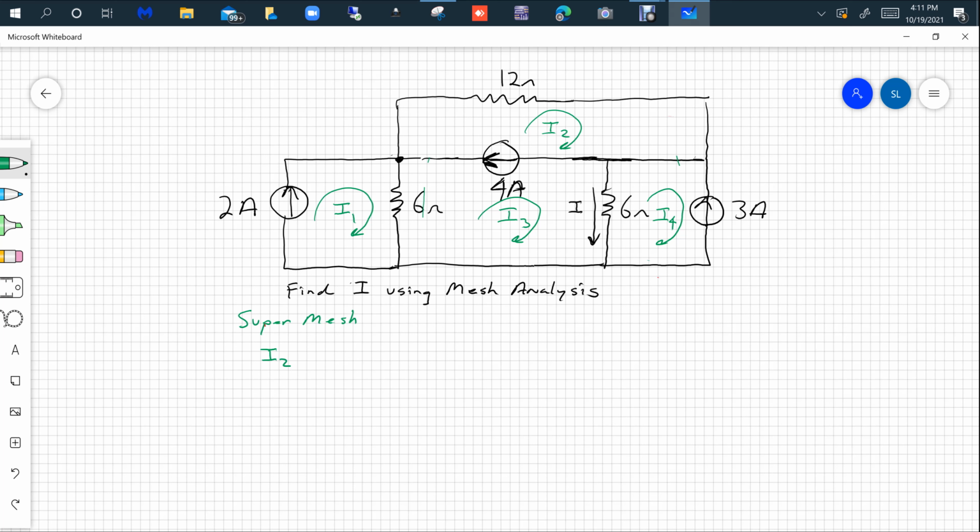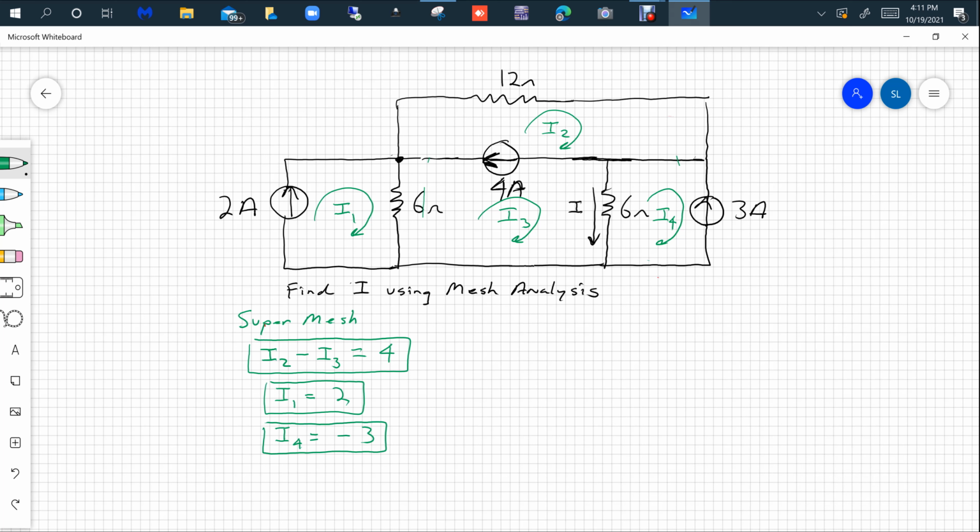By the supermesh, I mean the 2 loop currents that share the same current source, which is I2 and I3. So I2 minus I3 has to equal 4. So there's one of my equations. The second equation, I can see by inspection, I1 is simply equal to 2 amps. In the third equation, I can see by inspection that I4 is equal to minus 3 amps.